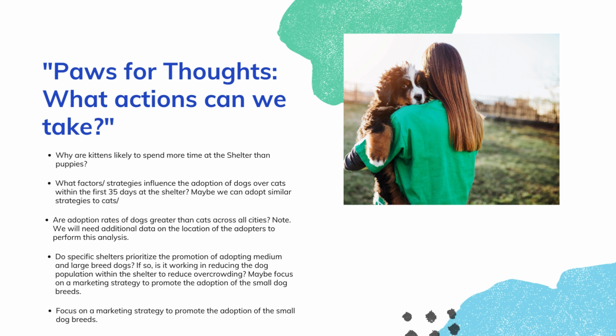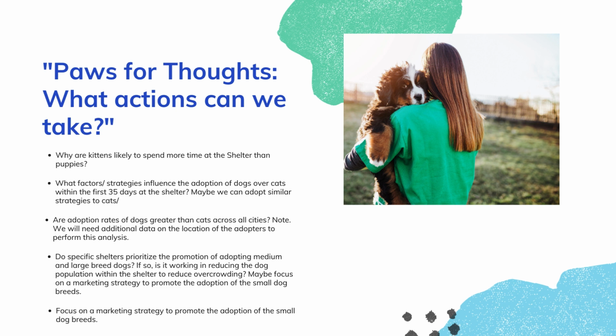And again, what actions or questions can we take or ask going forward? We can ask, why are kittens likely to spend more time at a shelter than puppies? Or what factors or strategies influence the adoption of dogs over cats within that first 35 days at a shelter? Maybe we can adopt similar strategies to cats. Are adoption rates of dogs greater than cats across all cities? Note, we will need additional data on location of the shelters to perform this analysis.